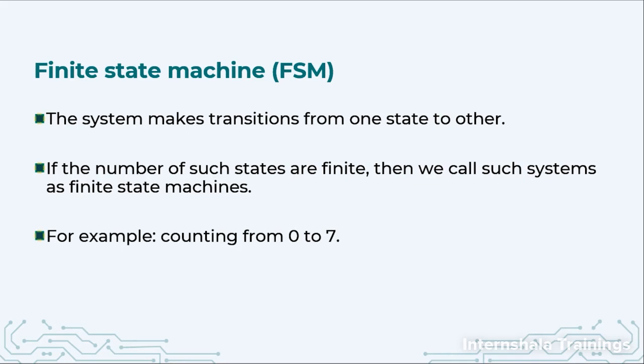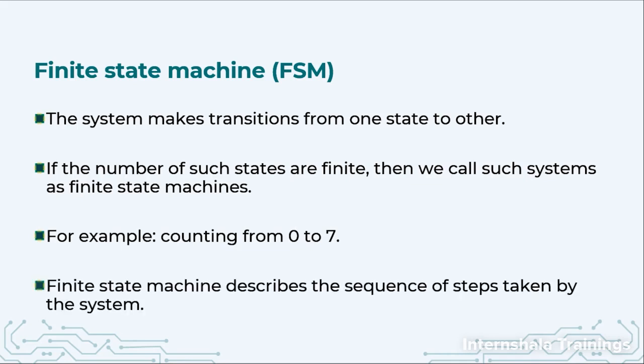For example, you are given a task that you have to count from 0 to 7. That means I need to count only 8 numbers. That is fixed, right? A finite state machine will describe this sequence or the steps that will be taken by the system in computing the output.